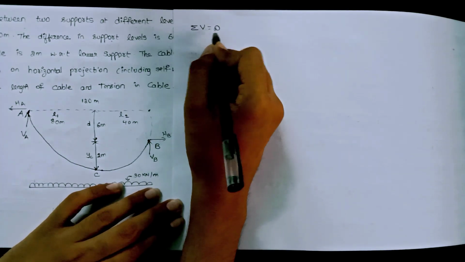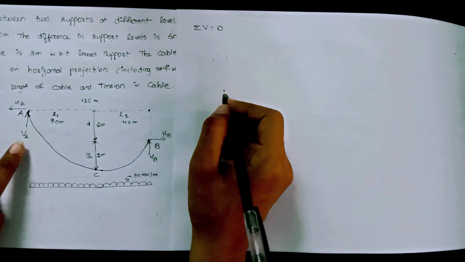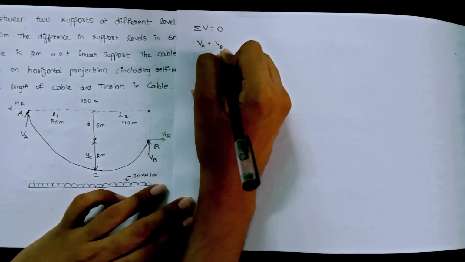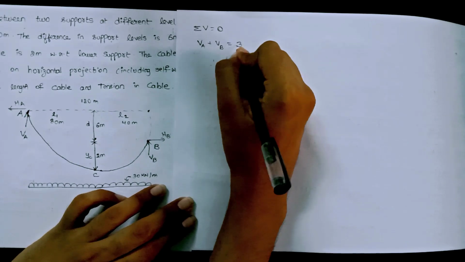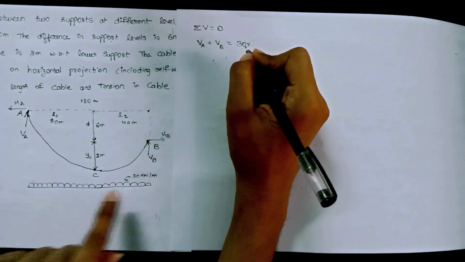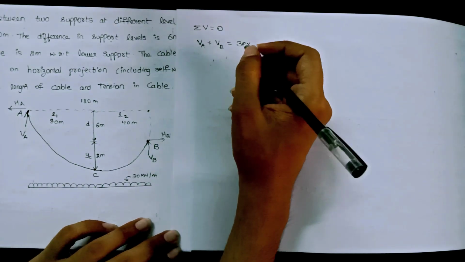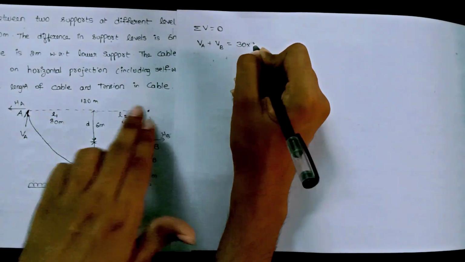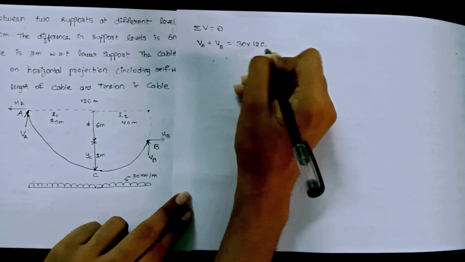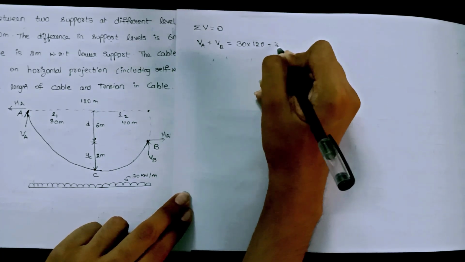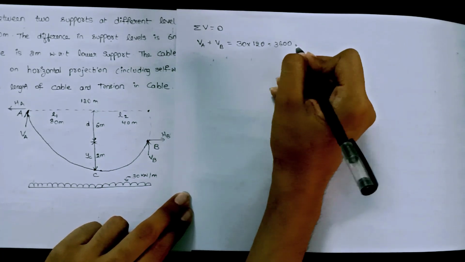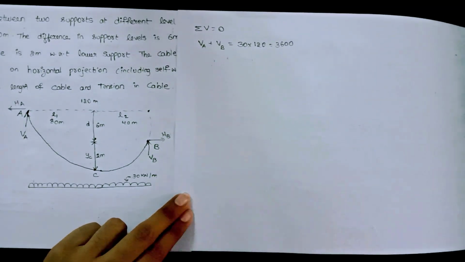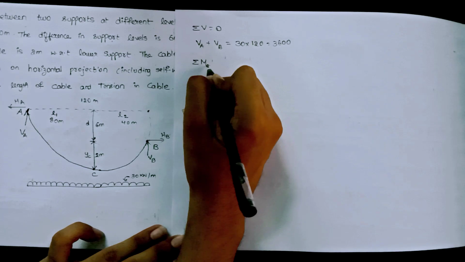First of all apply sigma V equal to 0. Therefore we can say that VA plus VB, these two being upward, equals the load, that means UDL into the total length upon which it is acting. So 30 into the total horizontal span, which is 120. The value is 3600. This is the value of the total load: VA plus VB. Now sigma MB equal to 0.